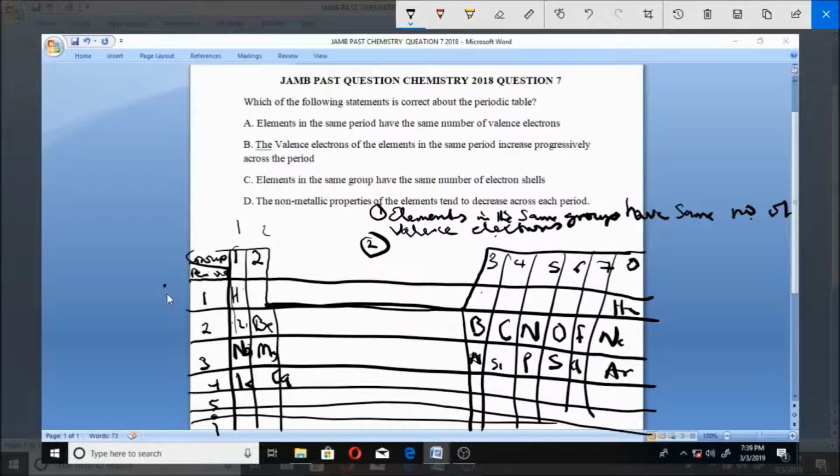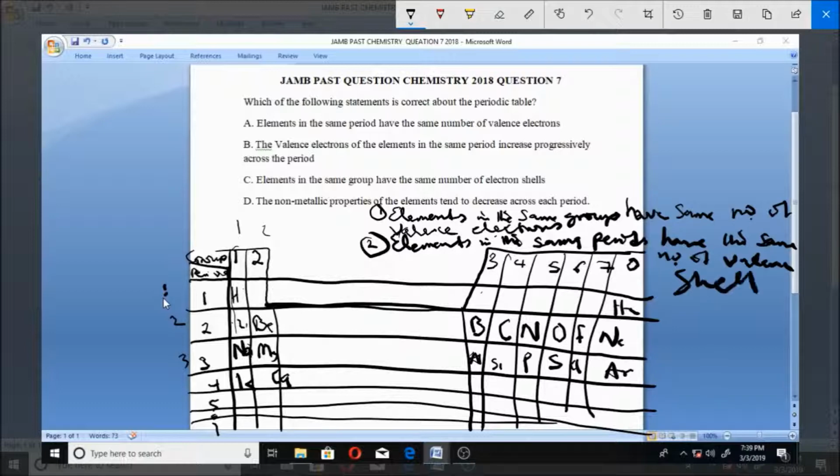Now number two, elements in the same period. These are the periods, period 1, 2, 3 to 7. Elements in the same period have the same number of valence shell, not electron, valence shell. Like this one, if this one has only K, this one will have K, L, and this one will have K, L, M.